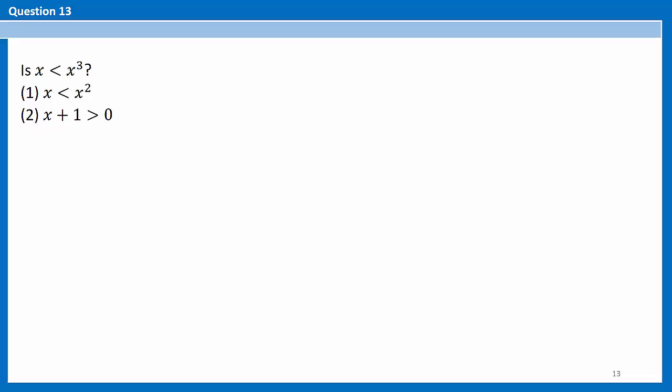Is x less than x cubed? Now, from the chapter in decimals, I know that when a number is cubed, it has a different behavior when it's between 0 and 1 or between -1 and 0. So I'm gonna find what values of x answer yes before even looking at the statements.